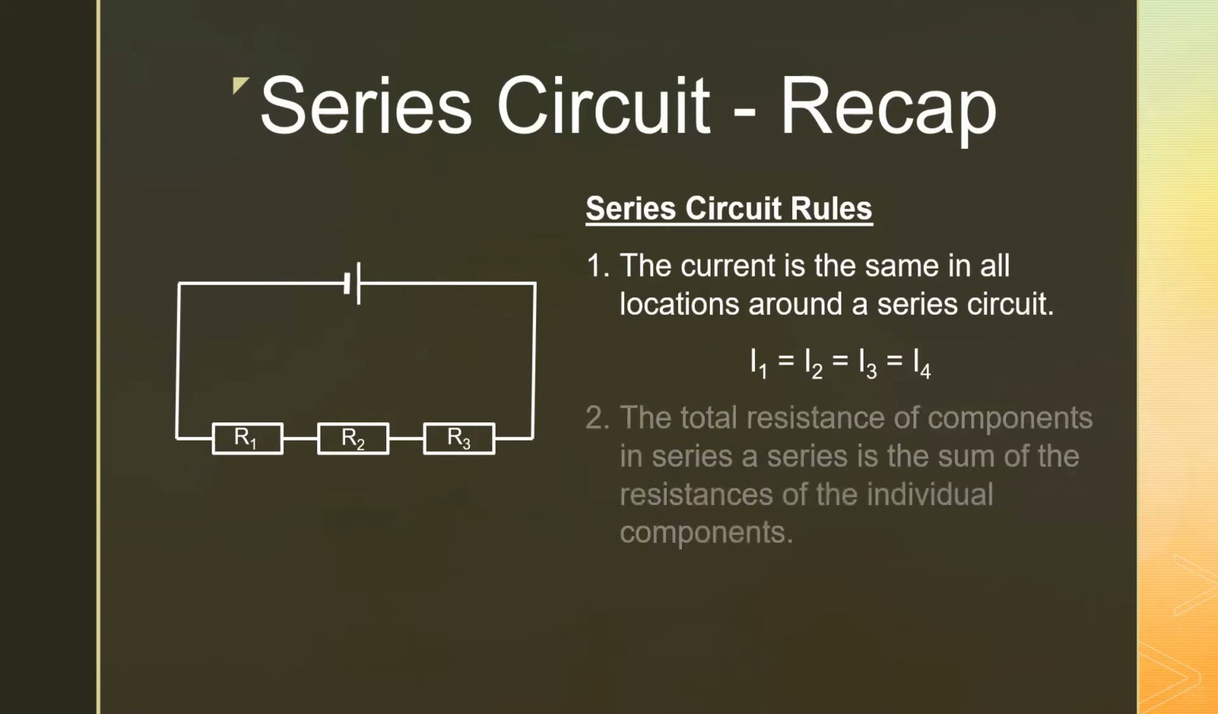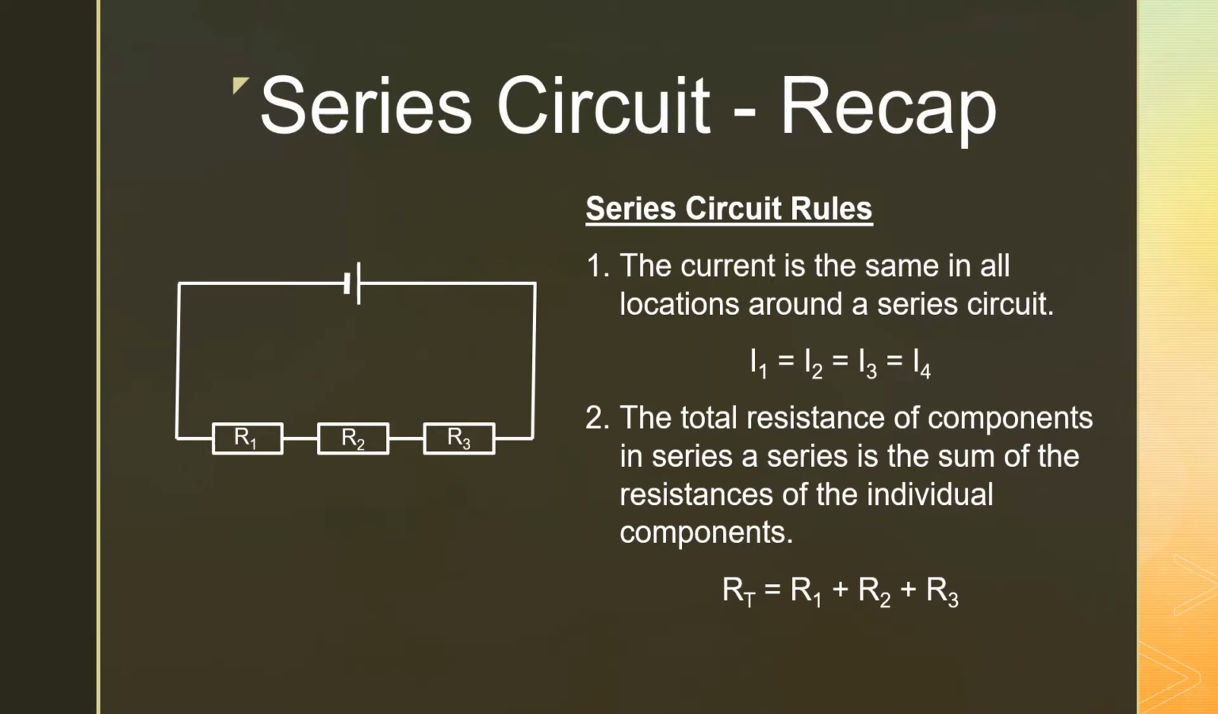The second rule is the fact that the total resistance of the circuit is the sum of the resistances of each individual component. So in this case, R total is equal to R1 plus R2 plus R3. To give you an example, if those resistances were 12 ohms, 15 ohms and 7.5 ohms, to work out the total resistance of our circuit, we would simply do R total is R1 plus R2 plus R3. So that's 12 plus 15 plus 7.5, which gives us a total of 34.5 ohms. So that's the first 2 rules. Let's look at the third.